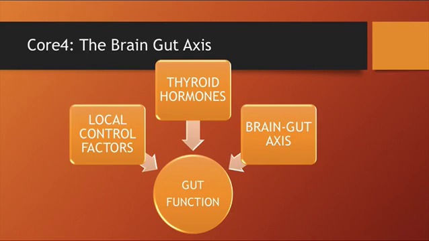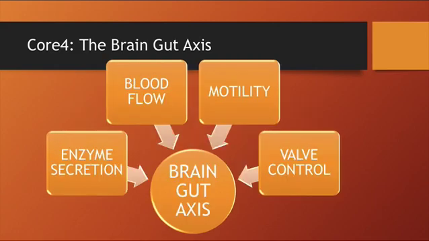Now, this is something else that hardly any other physician knows about, but go to PubMed.gov and type in brain-gut axis. This is a term that the neuroendocrine immunologists are using to describe the relationship between the gut and the brain. And that's actually a two-way communication.